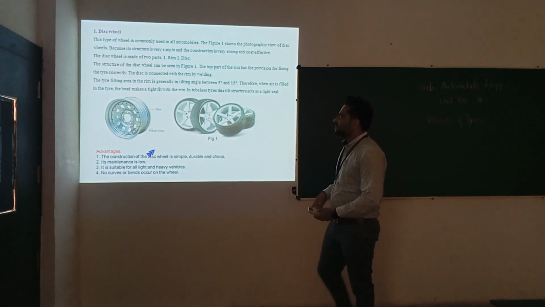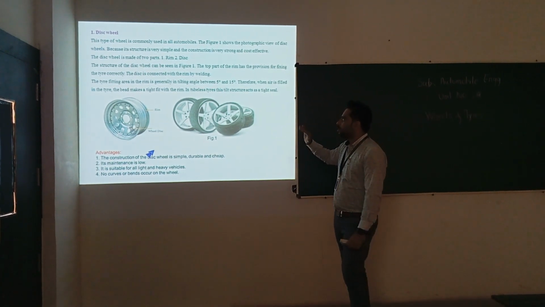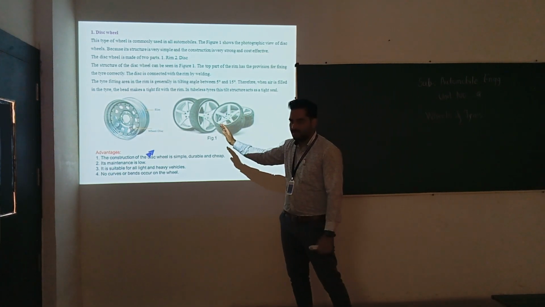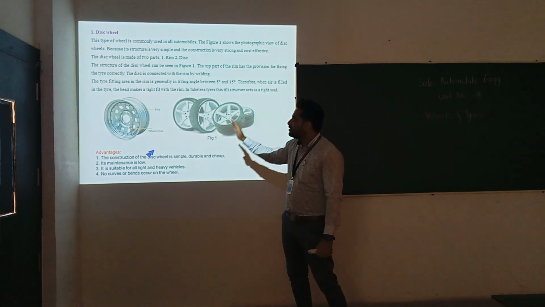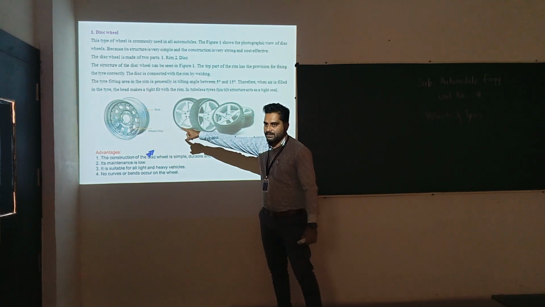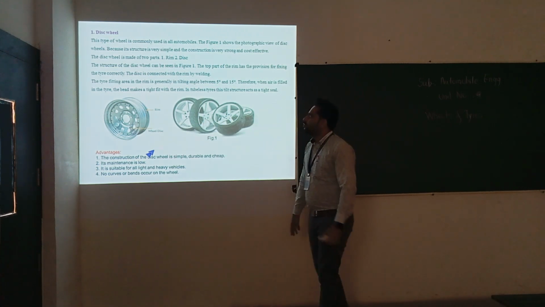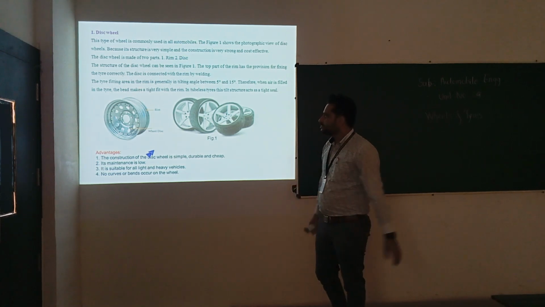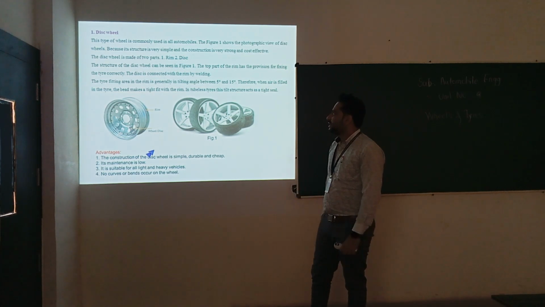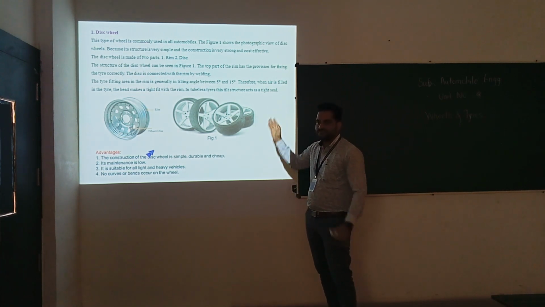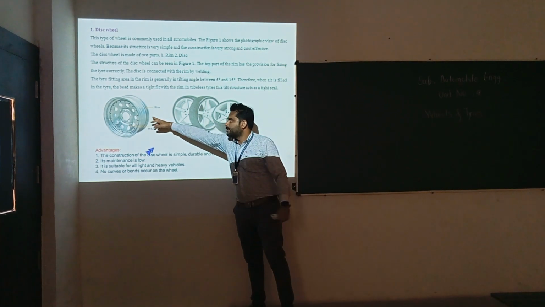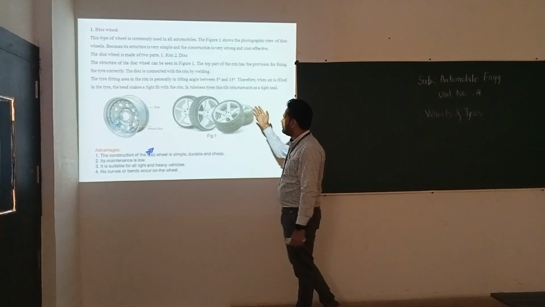The structure of the disc wheel can be seen in figure 1. The top part of the rim has provision for fixing the tire correctly. On the top part we are fixing the tire, and the disc is connected with the rim, that is the central part, which is welded to the rim. The tire fitting area in the rim generally has a tilting angle of 5 degrees to 15 degrees.